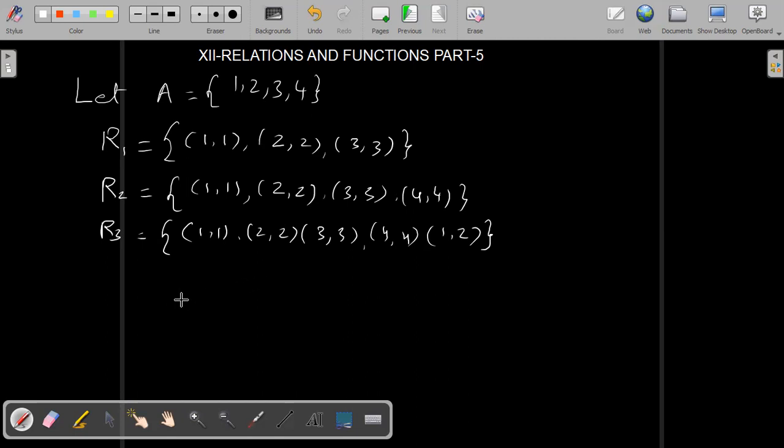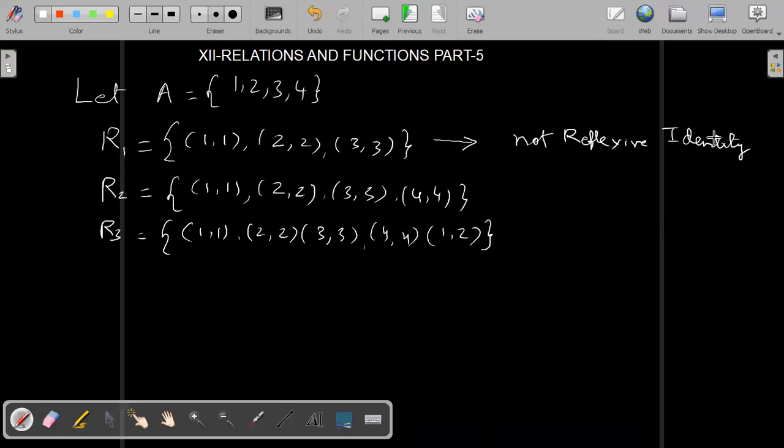So what is the difference between identity and reflexive relation? What do you say, is R1 reflexive or not reflexive? For a reflexive relation, all of (1, 1), (2, 2), (3, 3), (4, 4) must be there. So it is not reflexive, because we do not see all of them here. But it is an identity relation.